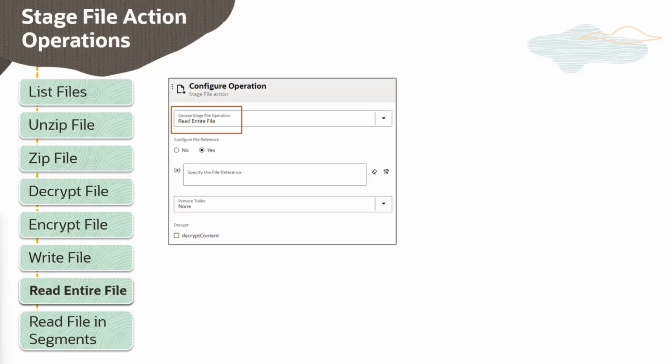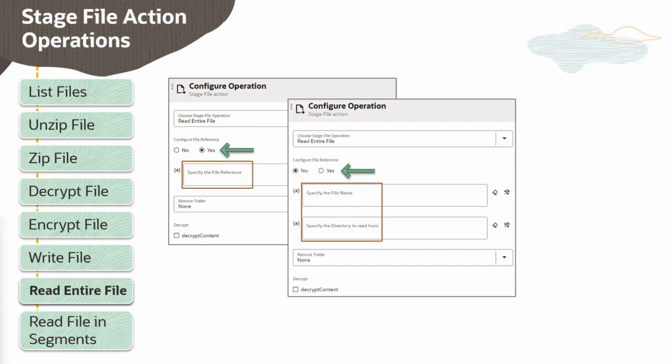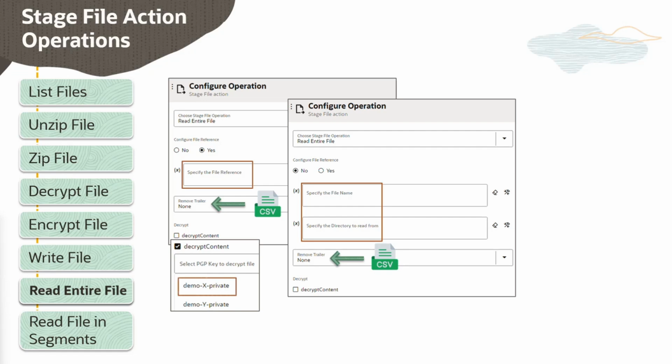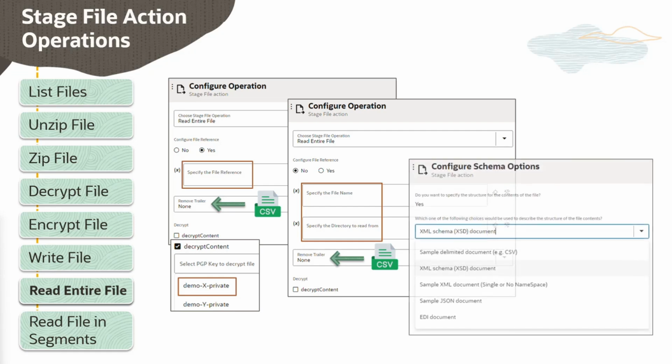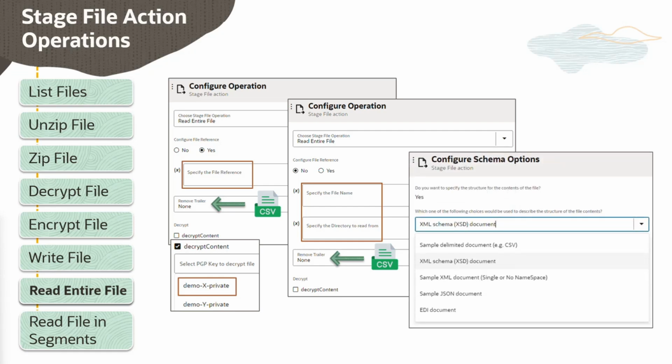So when you select the read entire file operation, you can either select here to then specify the file reference, or click No to specify the file name and the VFS directory where the file is located. Now, for delimited file types, here you have the option to remove the last row of data or even multiple rows. And if the file is encrypted, the content can be decrypted as it's read into memory by using the corresponding private PGP key. Finally, you now must specify the structure of the file, where you have the same 5 choices available we just learned about a moment ago with the write file operation.